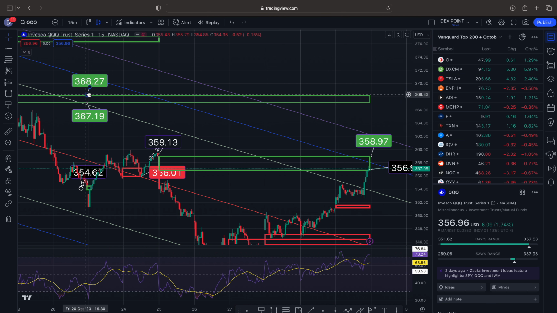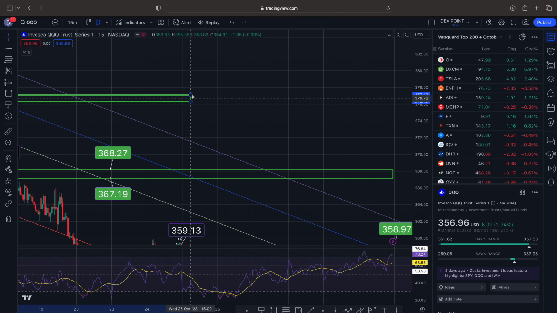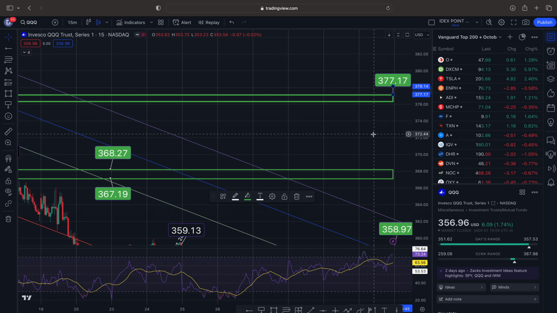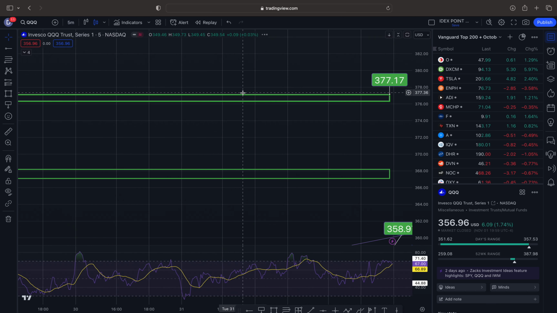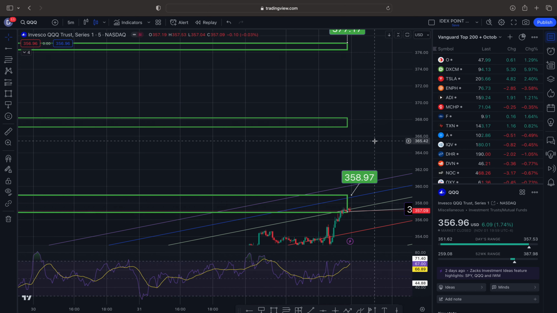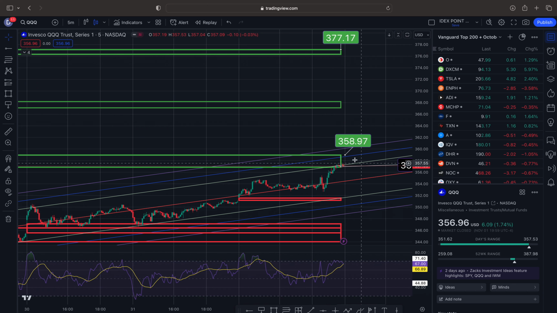At 368.27, and this one, just a small one, nonetheless, it's still a gap, and that would take us to roughly 377.17. Now let me go back to the 5-minute time frame, because the different time frames give you different buy and sell signals. So let's do this again on the 5-minute time frame.